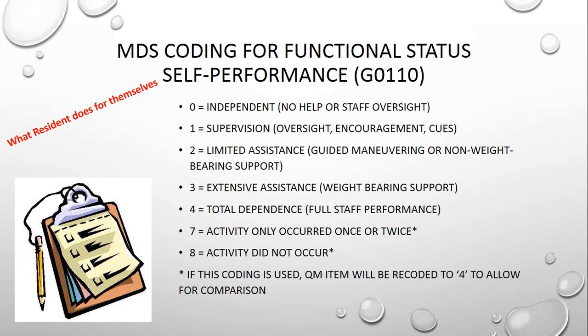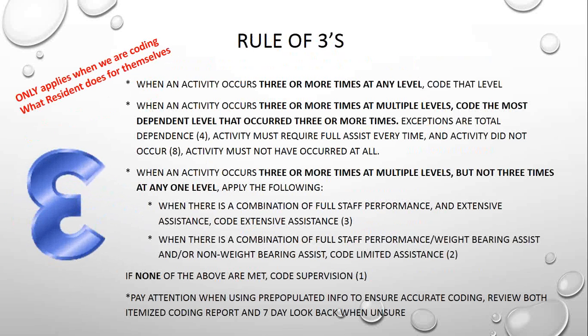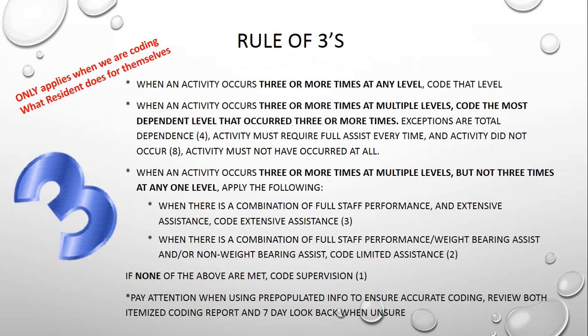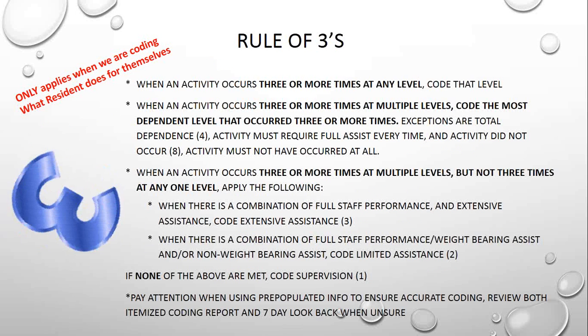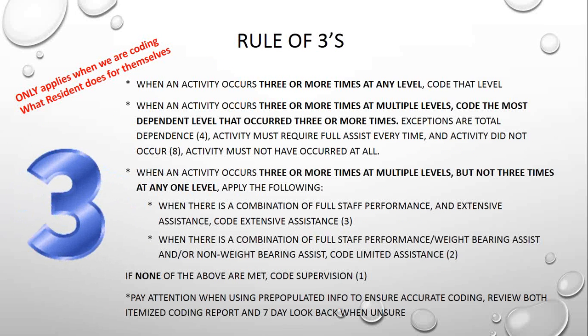If you code either of those 2 things on your MDS, if this is an assessment that's being used for your quality measures, they will change that coding for the methodology to a 4 to allow for comparison to other folks. So the rule of 3s only applies to that self-performance coding, all right? It only has to happen 3 times when we're talking about what the resident does for themselves.